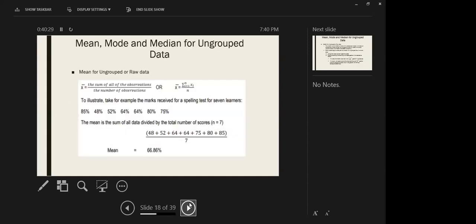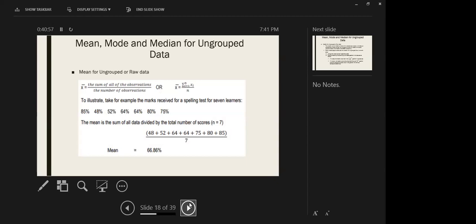If it is ungrouped data, that's when you start to use this formula. You see, because like I said, the formulas for mean, mode, and median for ungrouped data are different from grouped data, right? That's why I took my time to really try to explain that. So now let's start by explaining how to calculate the mean for ungrouped data, right?